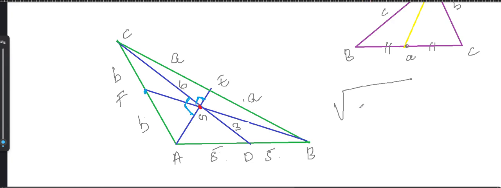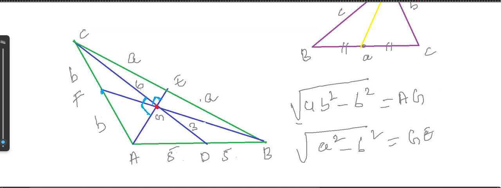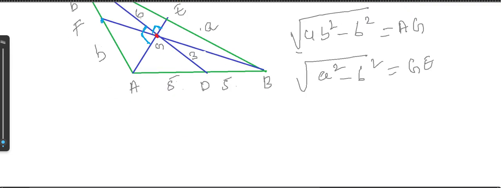Square root of 4b square minus 6 square is going to be equal to AG. Similarly, square root of A square minus 6 square is going to be equal to GE. And it's a well-known fact that AG is twice of GE, because centroid is going to divide the median into 2:1 ratio. Now let's put that idea into place.